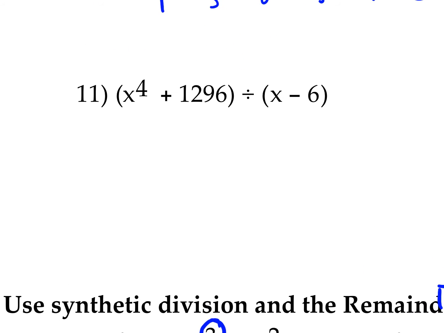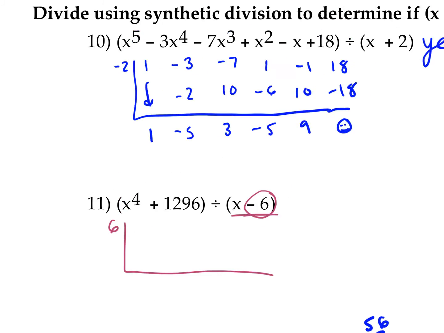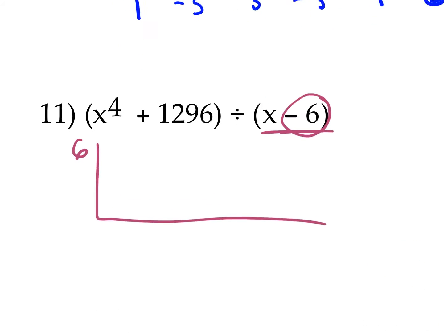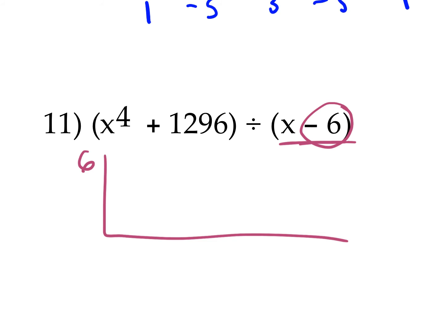Perfect. So what's going to go outside my box? Well, it's x minus 6, so we change the sign to put 6 outside the box. I think this one was just asking to check x minus 6, because if you did synthetic division and did x plus 2, the question up here, it still doesn't work. I did both of them because I was confused with the directions up top, but then I figured it out.